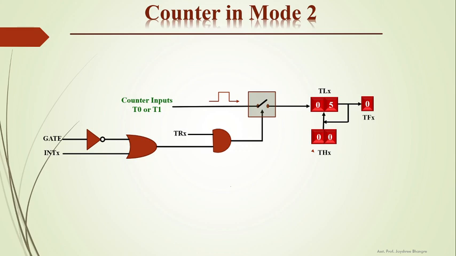When the timer rolls over from FFH to 00H, the TFX flag will set, and after clearing the flag, the timer will stop. To start the counter, we have to make the TRX bit equal to 1. The switch will close and the pulses available at the counter inputs T0 or T1 will be given to the timer, and the timer starts counting from 00, 01 up to FF. When the timer rolls over, the TFX flag will set and this will stop the timer.